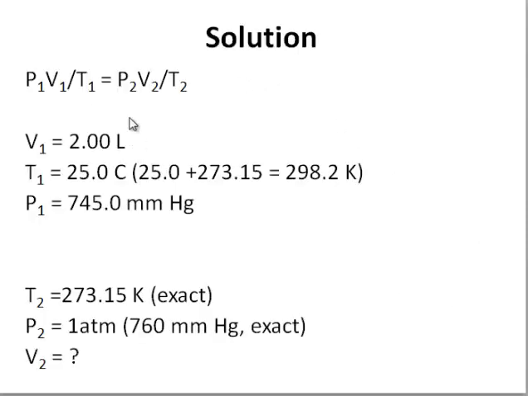Solution using the combined gas law. P1V1 over T1 is P2V2 over T2. Write down variables. V1 is 2 liters. T1 is 25 Celsius, 298.2 Kelvin. P1 is 745.0 millimeters of mercury. T2, we've been told, is 273.15 Kelvin. P2 is an atmosphere. And here you should remember that an atmosphere is 760 millimeters of mercury. And that's an exact number. We're solving for the final volume, or V2.